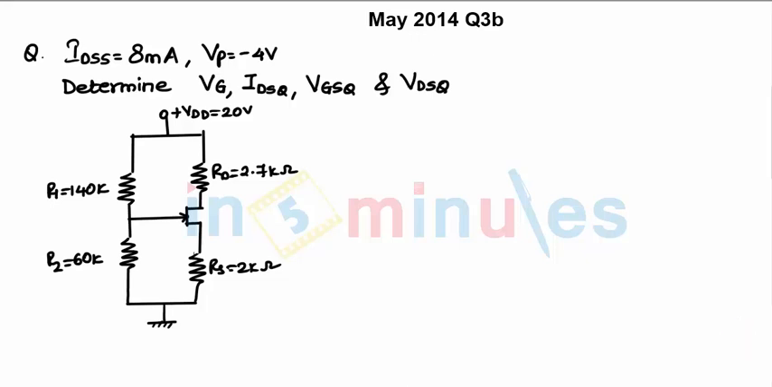The question which has come in the Mumbai University paper in 2014, question number 3b. What is given in the question? The IDSS and VP value, pinch off voltage, and the drain to source saturation current is given. They have told us to find gate voltage, drain to source current at Q point, gate source voltage at Q point, and voltage between drain and source at Q point.